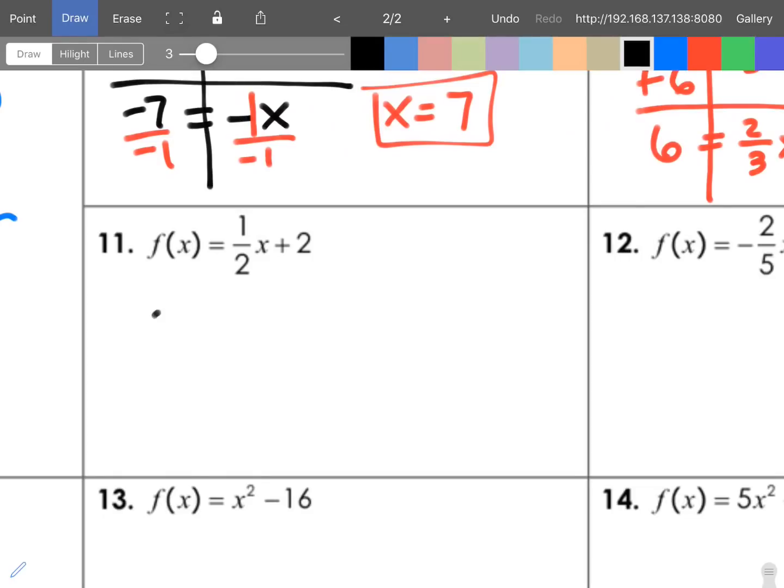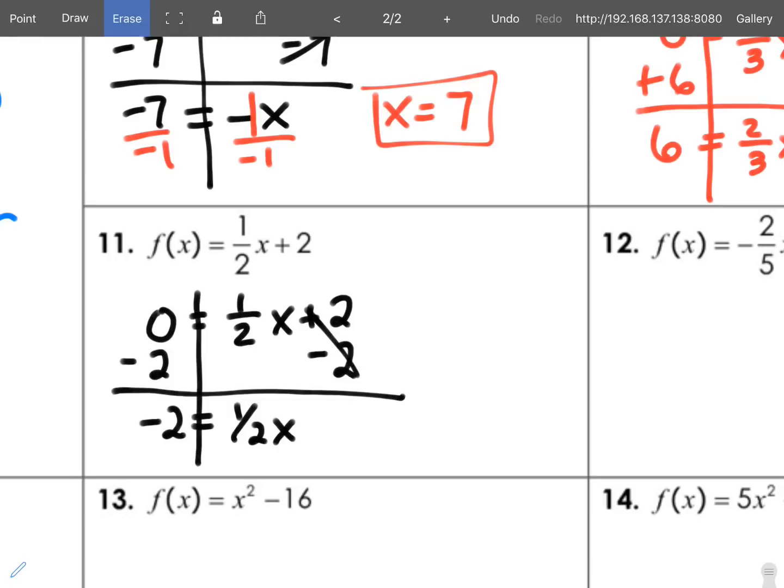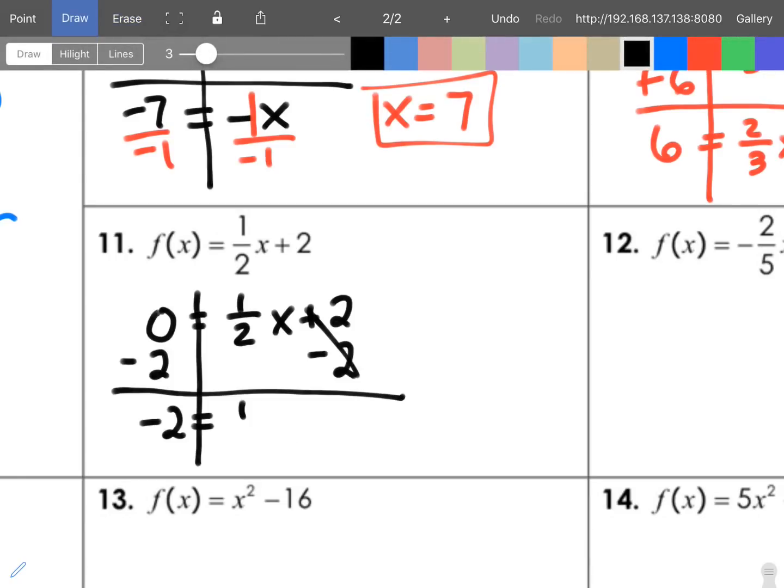So remember, the first step here is set the function equal to 0. We're gonna subtract 2. We want to get that 1/2 x all alone. Negative 2 equals 1/2 x. Actually, I don't know why I wrote the fraction like that. Don't write the fraction like that. It makes it harder when you multiply. Always just put 1 over 2 like that. Make it a straight line instead of a crooked line.